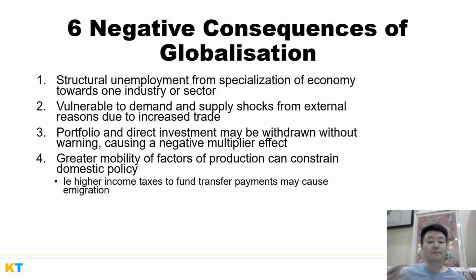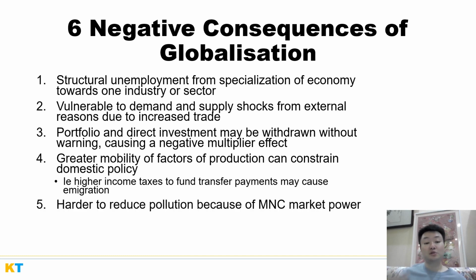Then number 4, there's greater mobility of factors in production, but this can constrain domestic policy. So for example, if a country and government wants to have higher income taxes so they can fund welfare programs because there's an aging population, but there's high mobility of factors of production between your country and another country, then people might just move to the other country, right? The working population might just move from France to Ireland or France to the UK because the countries are so close and one country has more favorable tax laws. If that's the case, then the country trying to increase their tax just because they want to fund transfer payments and welfare payments, that country is going to lose out because the working population is just going to leave.